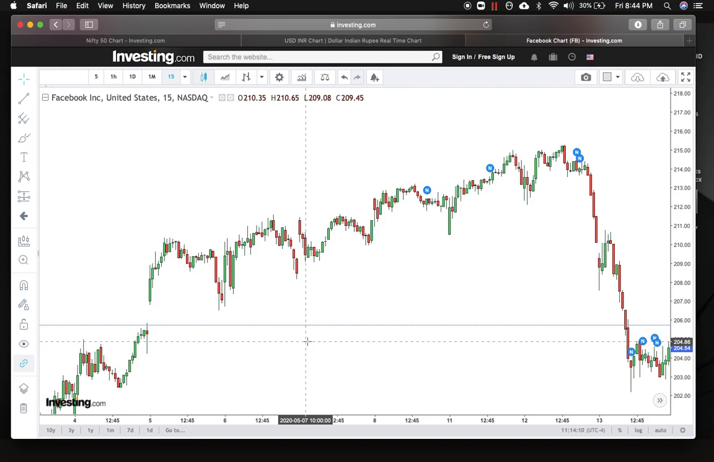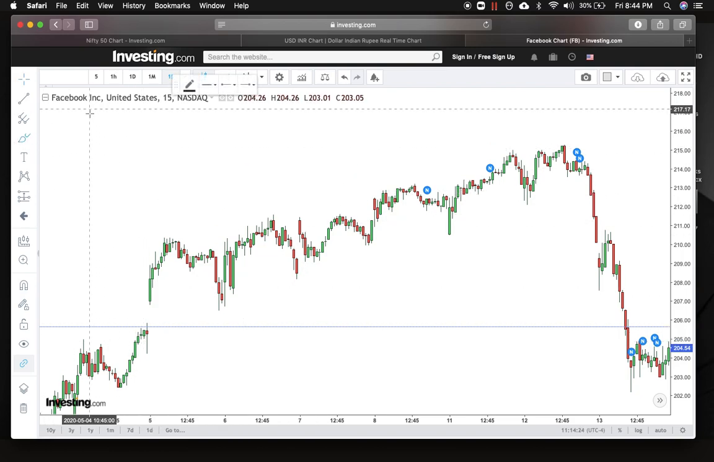And when I used to come back to my screen an hour later, I used to find that actually I was in the right direction. And if I stayed in the trade a little bit longer and didn't keep a stop loss, I would not get stopped out and would actually make a good amount of money. So, what am I talking about here? Let's look at the example of Facebook.